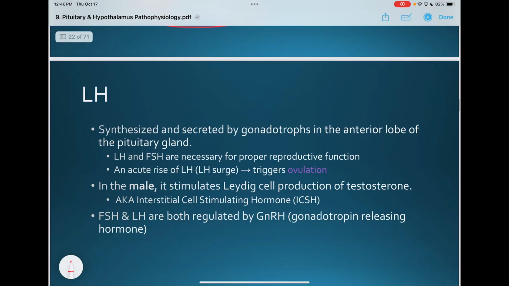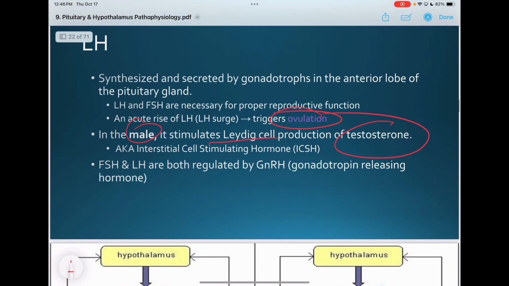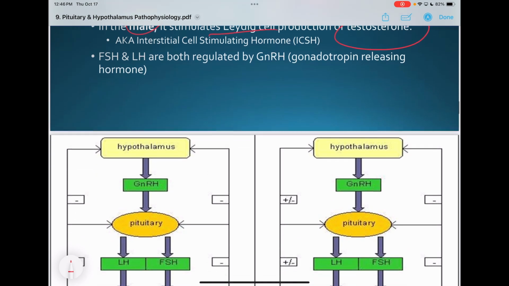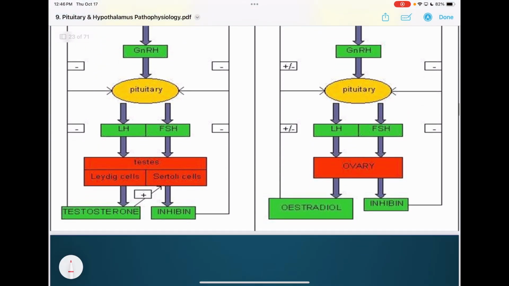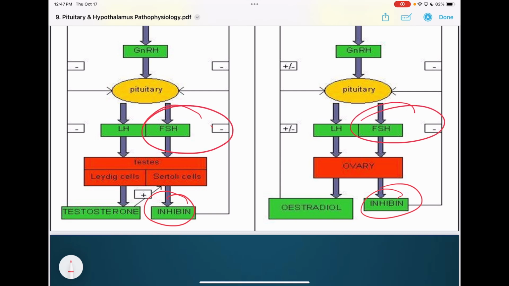LH, in women, triggers ovulation. In males, it acts on Leydig cells to make testosterone. Okay, and they're both regulated by GnRH. So here are your feedback loops. One important one to note is this inhibin. Remember that inhibin only affects FSH. So that inhibin feedback is only to FSH, not LH. That's what the inhibin is for.